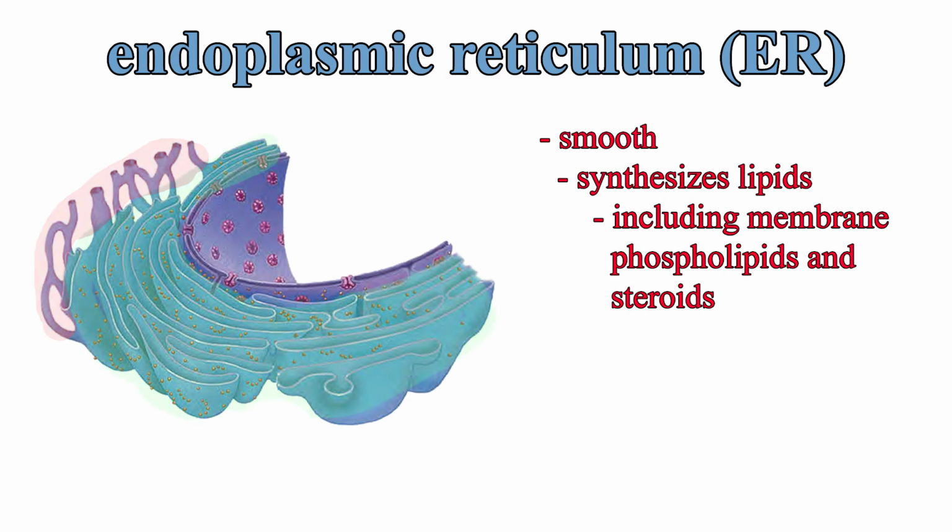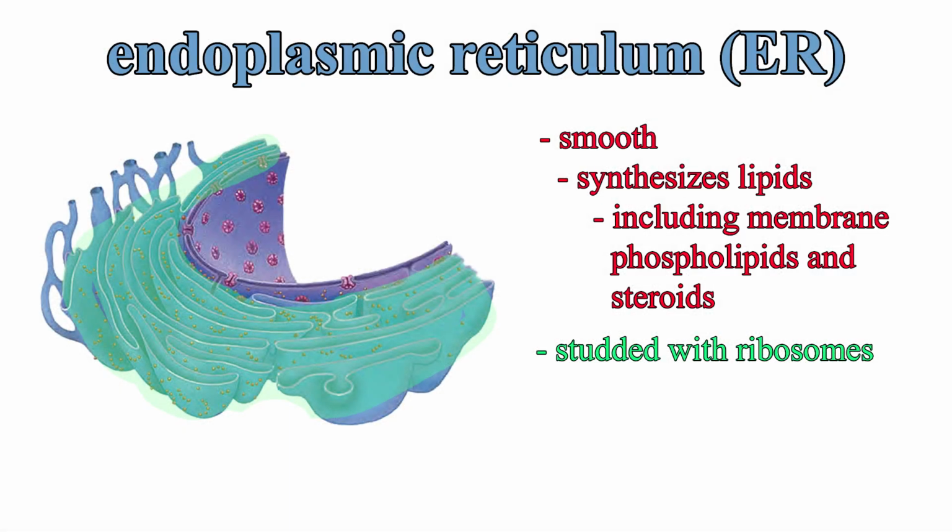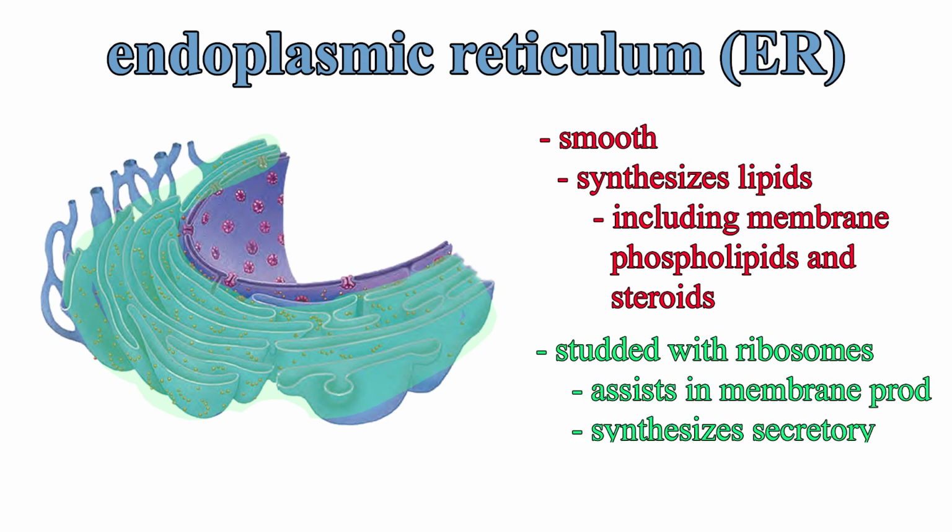On the other hand, the rough ER is studded with ribosomes and appears rough under a microscope. Just like the smooth ER, it also serves as a membrane factory for the cell. However, its main function is to synthesize proteins that are secreted out of the cell. For example, insulin is synthesized in the rough ER of pancreatic cells and then released into the bloodstream.